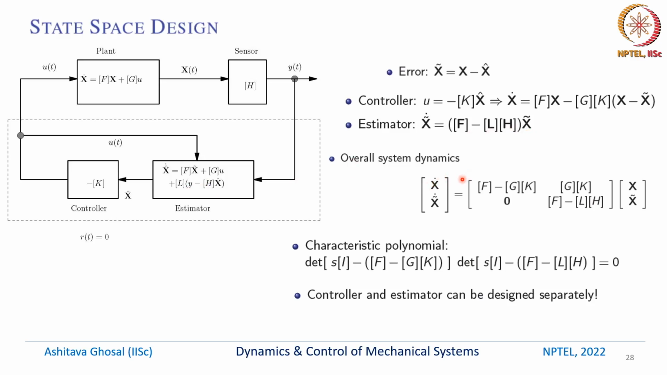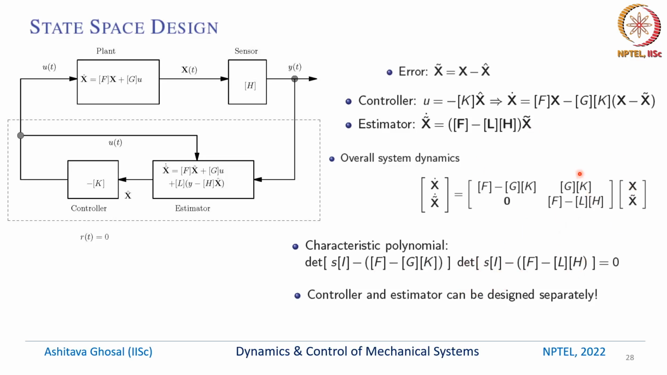So the overall system dynamics is given by x dot is equal to (F minus GK) into x, and then the GK into x tilde. And x tilde dot is (F minus LH) into x tilde. So the characteristic polynomial of this overall system, containing the controller as well as the estimator, can be obtained by the determinant of this matrix, and that is the determinant of sI minus (F minus GK), and you can show that the second term is again a determinant, which is sI minus (F minus LH).